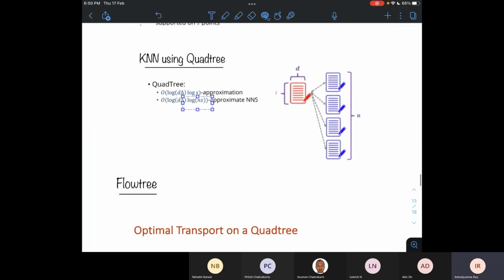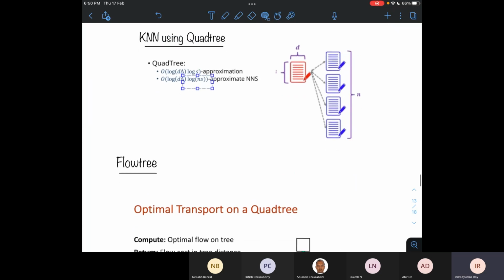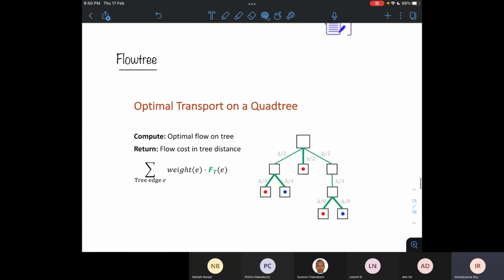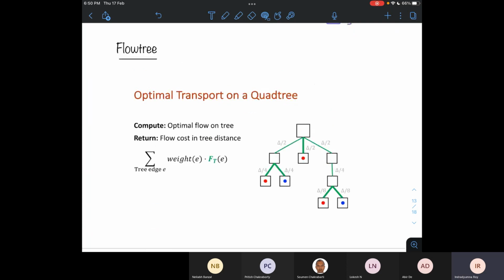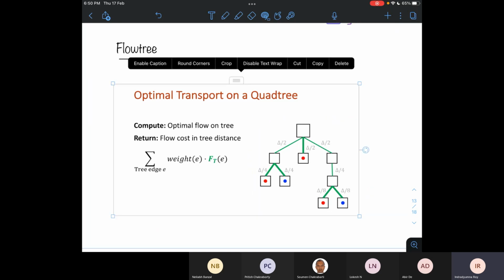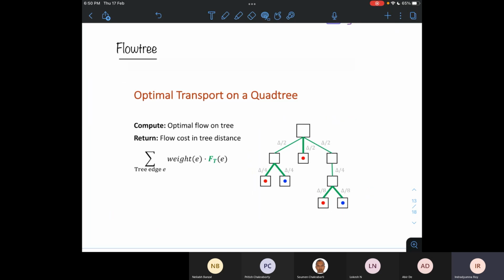So okay, this is the story with regards to quadtree. And now the final part, which is the flow tree, a very minor hack on quadtree. We are towards the end of our time, so I think I can finish it quickly now. In flow tree, there are two aspects to the quadtree computation. One is the flow, which tells us how much mass to transport from one point to another. And then there's the actual cost computation. In this case, the optimal flow is computed on the tree using the quadtree method, but the total cost is computed according to the original metric.